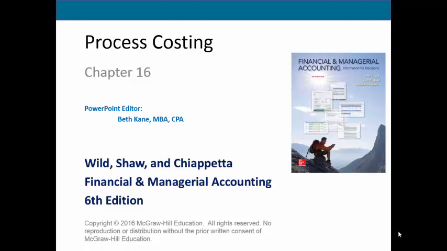In Chapter 16, we begin looking at process costing. If you'll remember, in the previous chapter we covered job costing. Job costing is what we use when we are producing items that are specific for each customer. Process costing, on the other hand, is what we use when we're producing something in a mass production type facility.